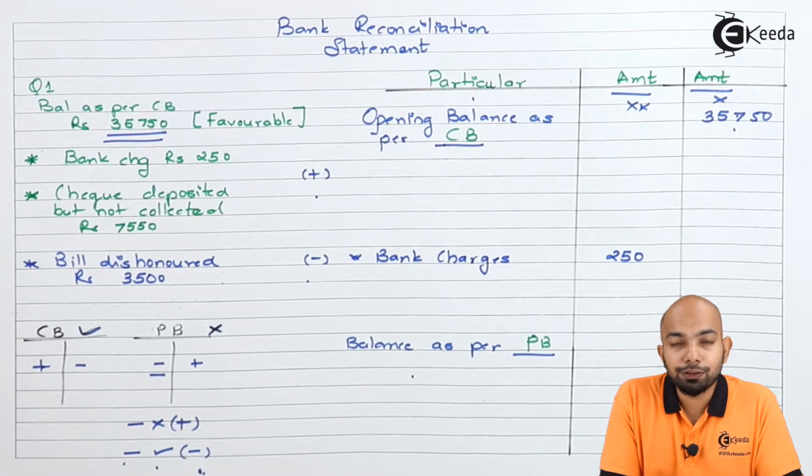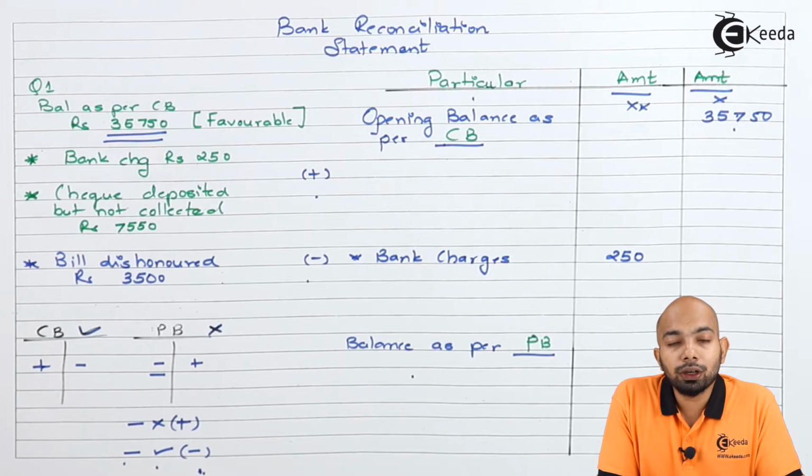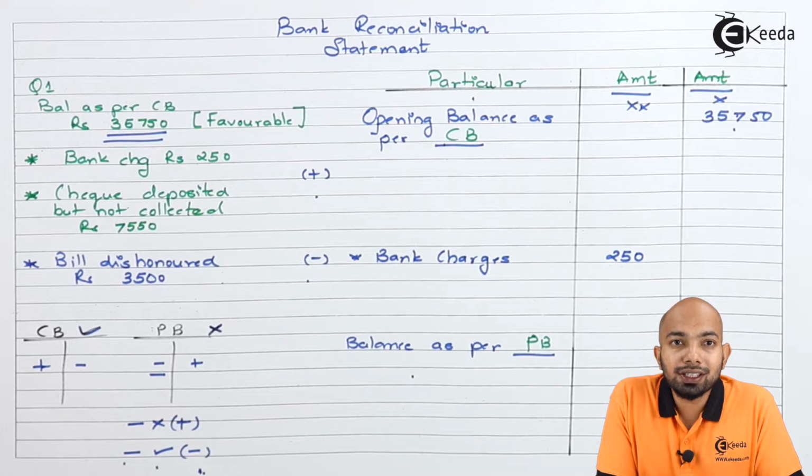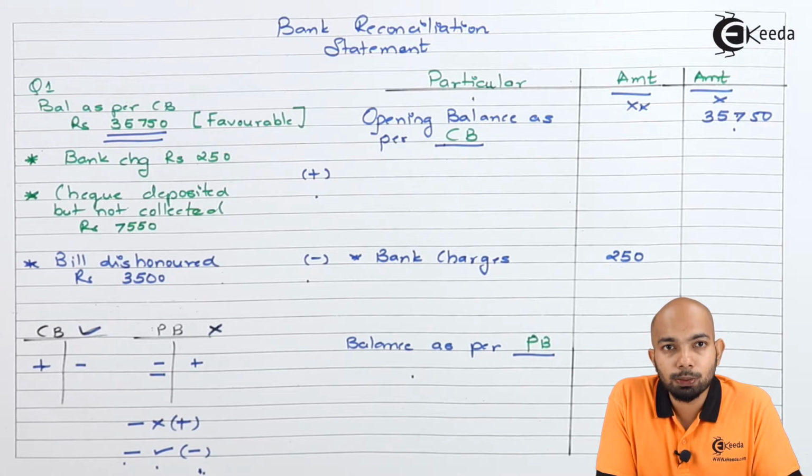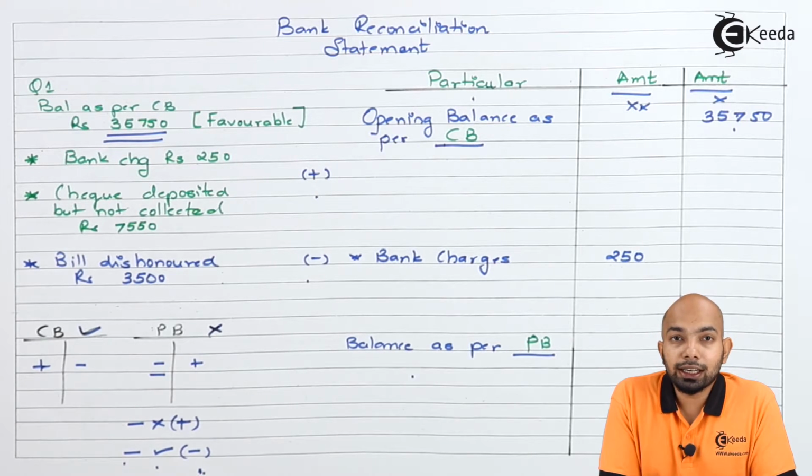The next transaction refers to check deposited but not collected, rupees 7,550. Now when we talk about check deposited, the first transaction goes in the cash book and not in the passbook. So the transaction has already been mentioned in the cash book, and the effect needs to be shown in the passbook. If the check has been deposited, that means this specific transaction should be shown on the debit side or on the credit side of the cash book. Which one will it be? Yes, you're correct. It will be on the credit side of the passbook.